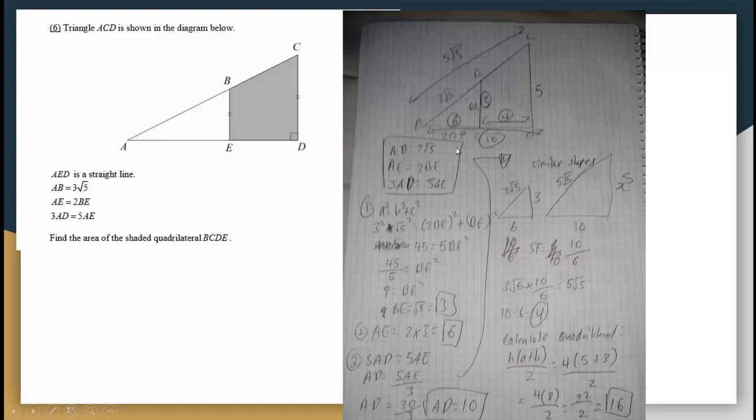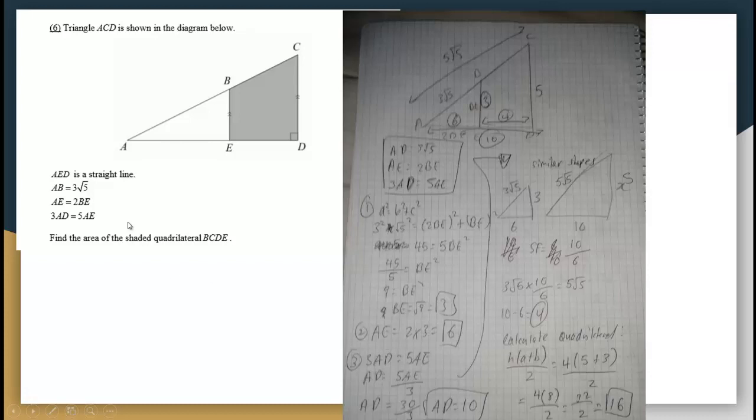So 2BE, and we label this as 2BE because we know that one of these sides is twice BE, so we should get a nice little 45 equals 5BE squared when you add these together. And you get 45 divided by 5, because you want to move it to the other side, equals BE squared. BE squared equals 9, and then you square root to get BE by itself, so you get 3.